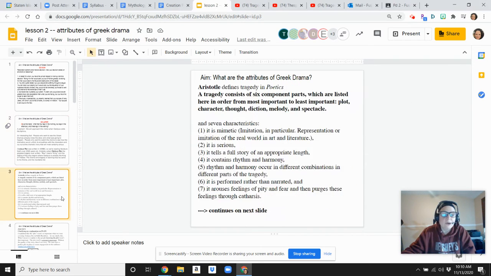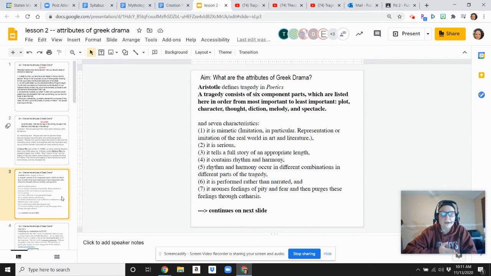Part of the main attributes of Greek drama comes from Aristotle's Poetics and how he defines tragedy. There are six main component parts, and then there are seven characteristics. We're going to start with the six main component parts, listed here in order from most important to least important. Plot is the most important, then character, thought, diction, melody, and spectacle.